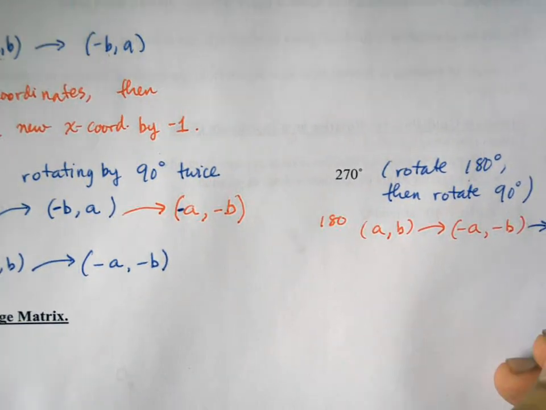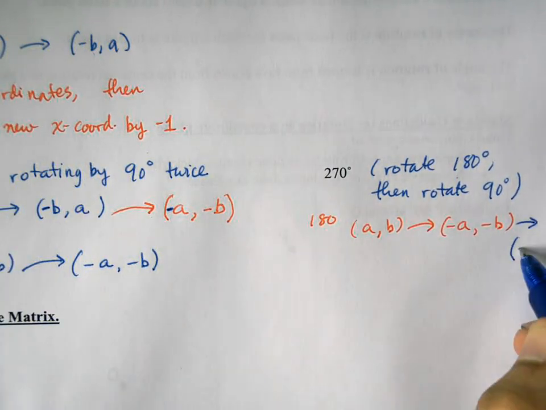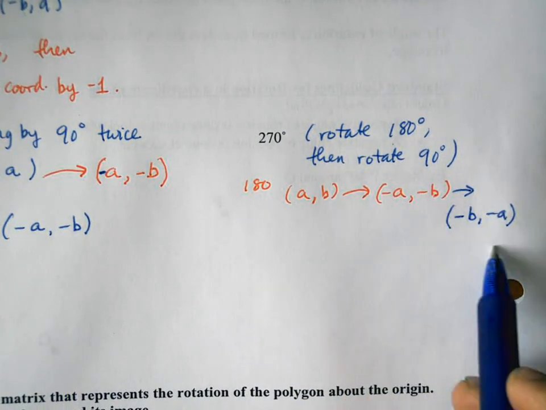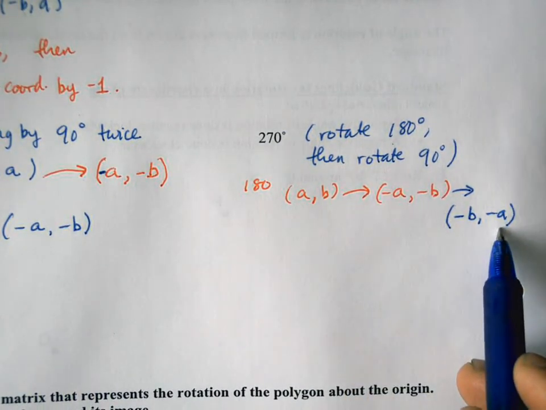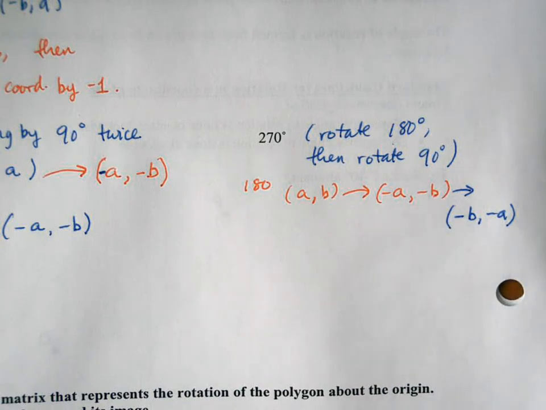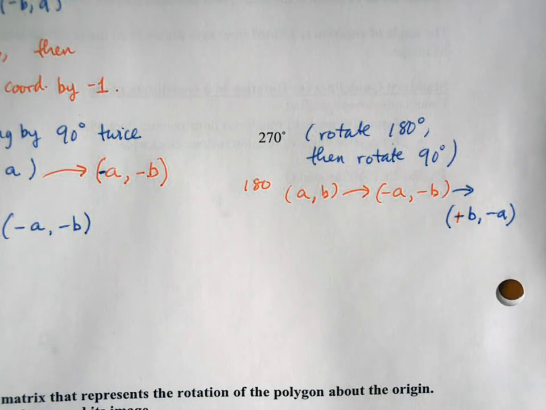Okay, so if you rotate 90 degrees, then we apply the rule that we had before, which is to swap the coordinates. So take these two and swap them, and then multiply the new x coordinate by -1. So this becomes a positive b, -a.